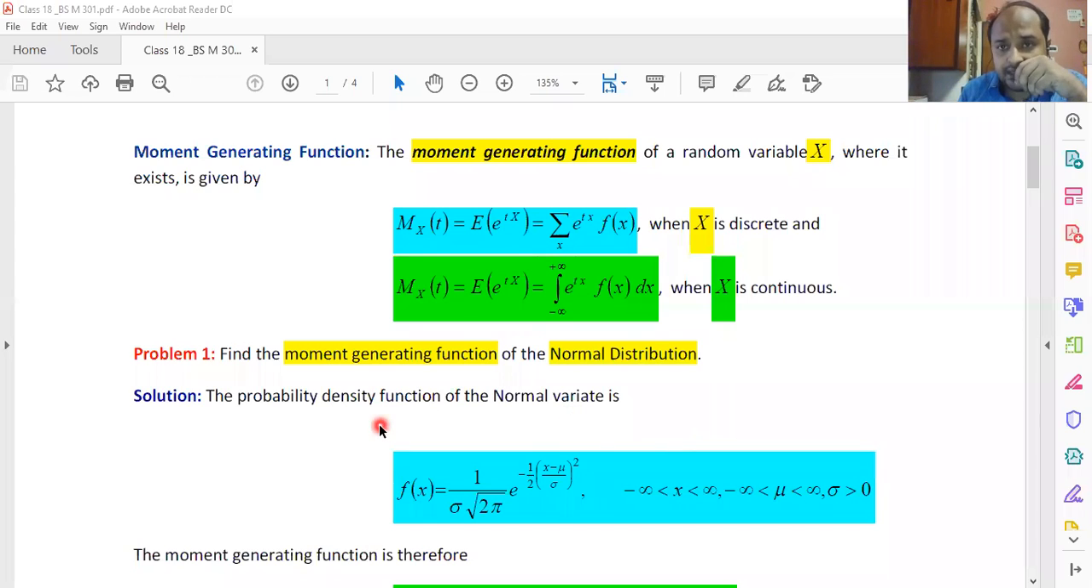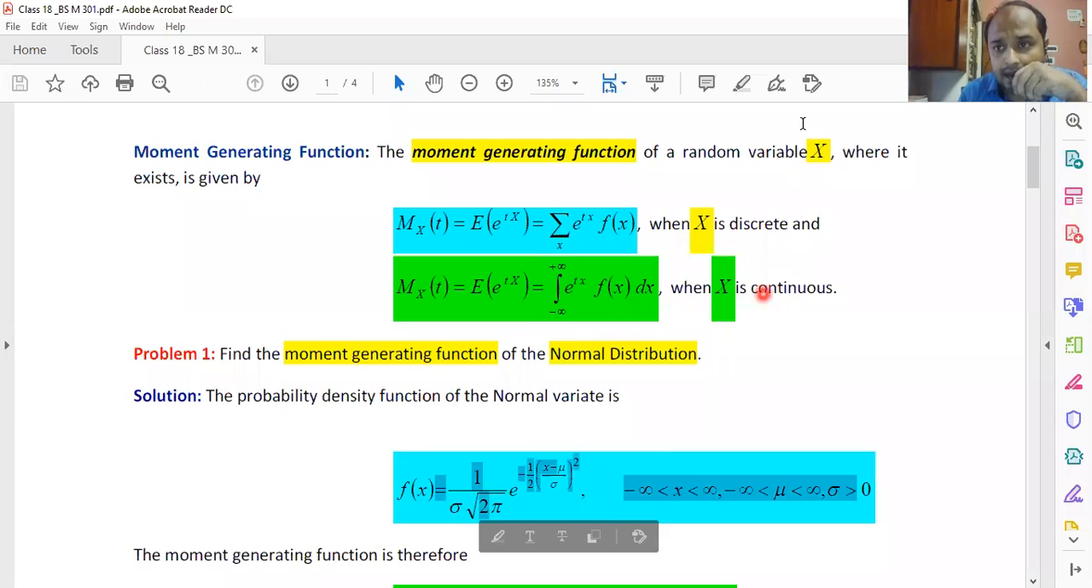Now, if a variate is normal, you already know that its probability density function is defined as f(x) equal to 1 by sigma root 2 pi e to the power minus half x minus mu by sigma whole square. And x is lying between minus infinity and plus infinity. Average is lying between minus infinity and plus infinity, and standard deviation is always positive because it is the measure of dispersion or measure of distance.